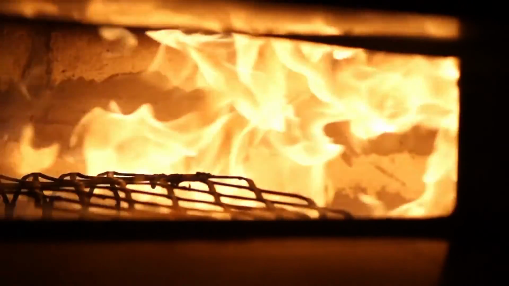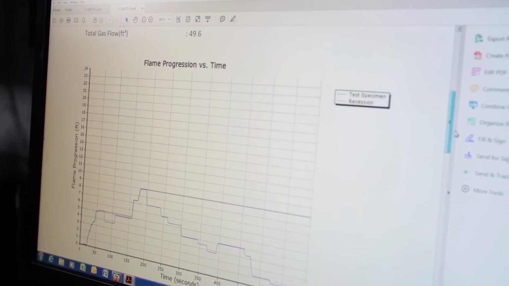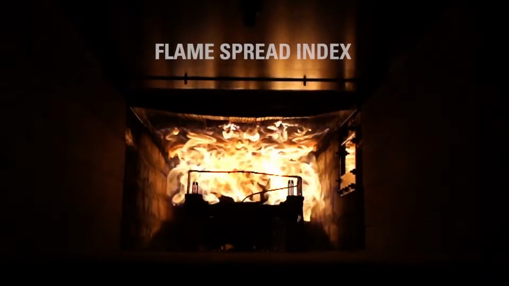During the test, the technician notes the time at which the test material ignites. The maximum flame spread distance is recorded, as well as the time at which maximum distance was reached. This determines the flame spread index.